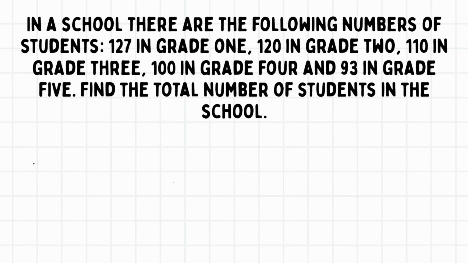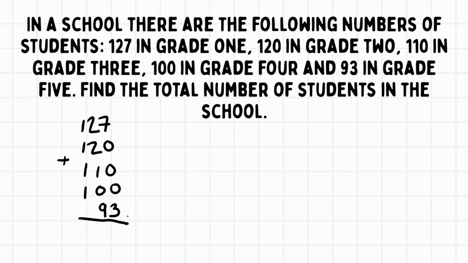Let's solve this problem using addition. So in a school, there are the following number of students: 127 in grade 1, 120 in grade 2, 110 in grade 3, 100 in grade 4, and 93 in grade 5. So let's try to add all of those together to find the total number of students in the school.